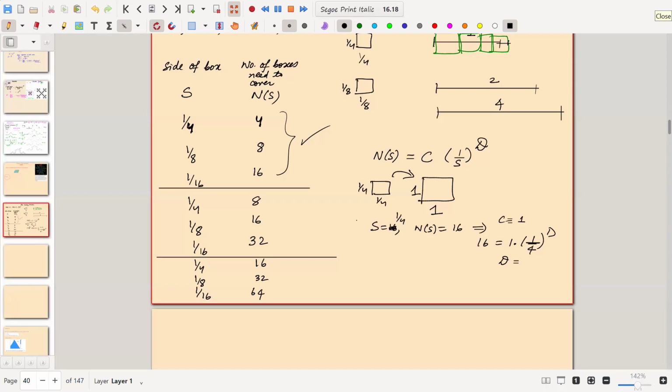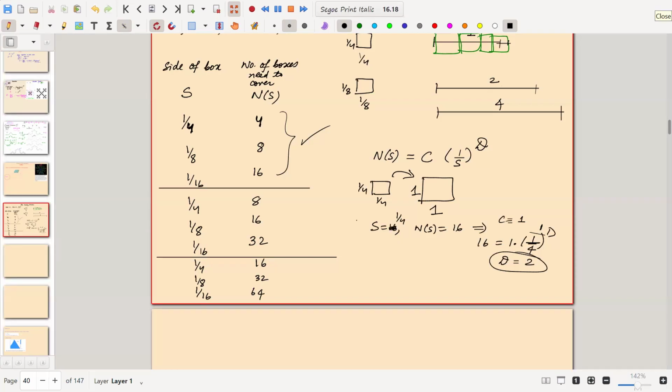I don't understand where... you're not even telling me any mistake. What is this? S is equal to 1 by 4. How can I write 1 by 4? It is 1 by 1 by 4. Okay. Anyway.